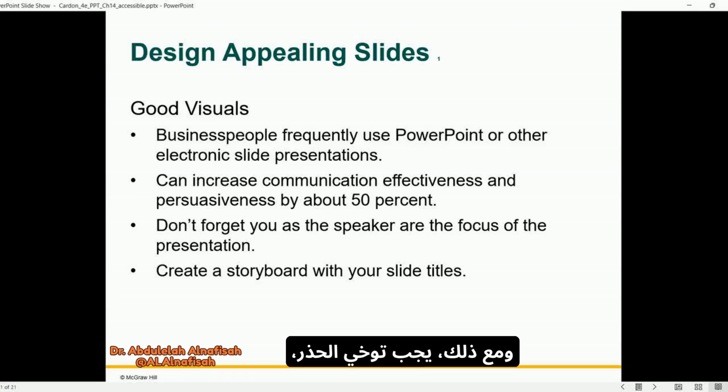However, care must be taken, as poorly designed visuals can detract from your message and diminish audience engagement, leading to what some refer to as death by PowerPoint. To maximize the effectiveness of your slides, it is essential to remember that you, as the presenter, should remain the focus of the presentation. Visuals should serve as aids rather than the primary attraction.